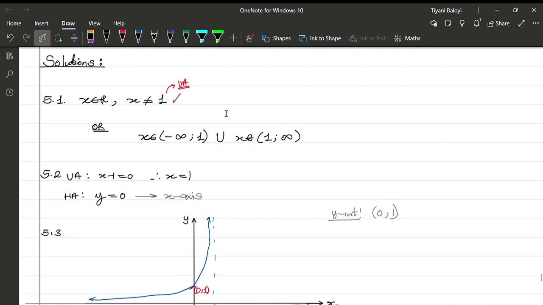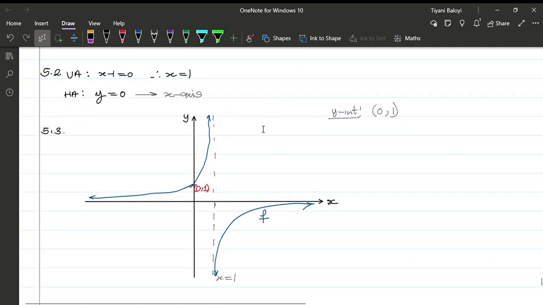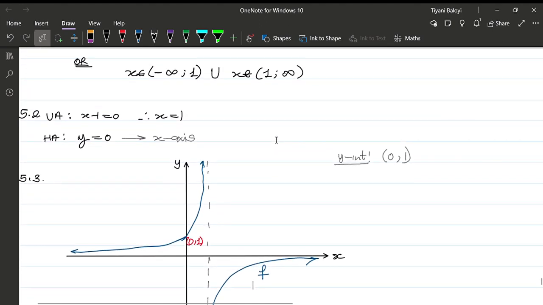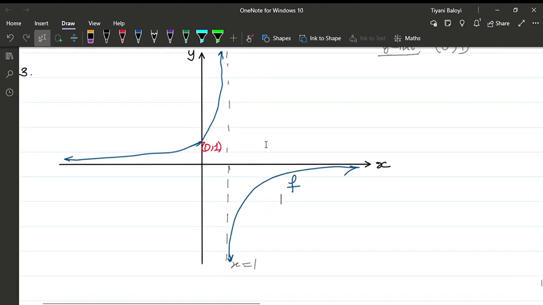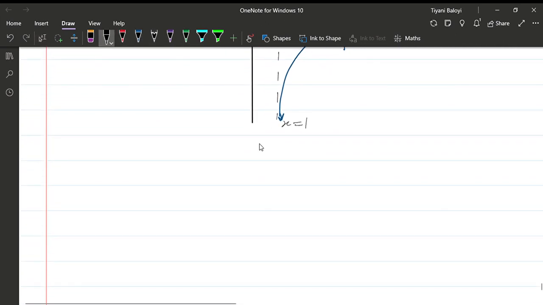Okay, so we have shown all intercepts and our asymptotes. So let's just go to 5.4 to see what we have. Okay, 5.4.